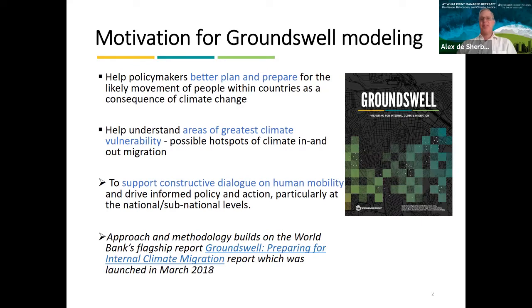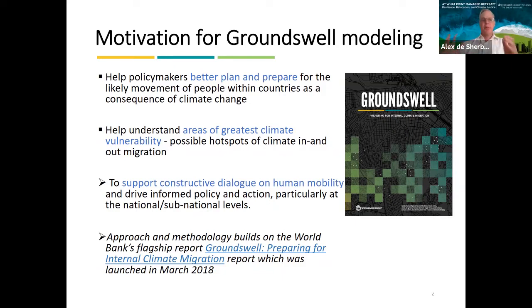I've actually heard Groundswell being referenced during this conference as being a catastrophist view of the world. I don't take that view necessarily. What I think Groundswell offered the opportunity to do is to model at scale potential future shifts in population in a way that allowed decision makers, because the World Bank has the attention of decision makers in country, to really consider what that may mean for their planning purposes.